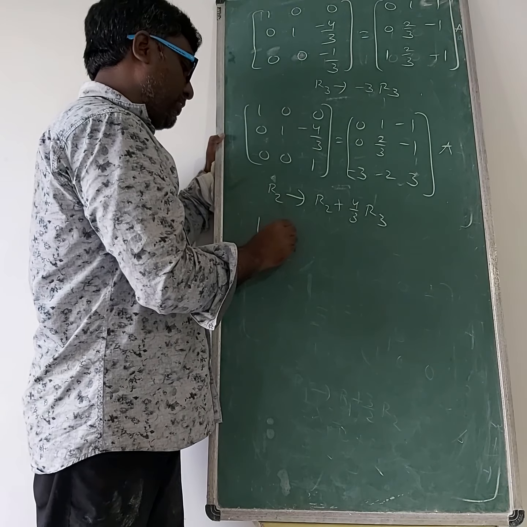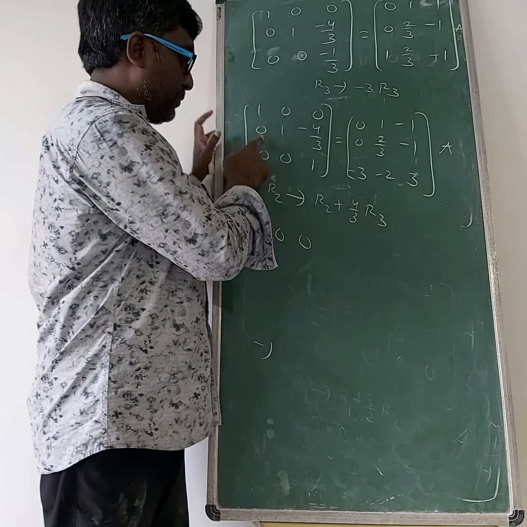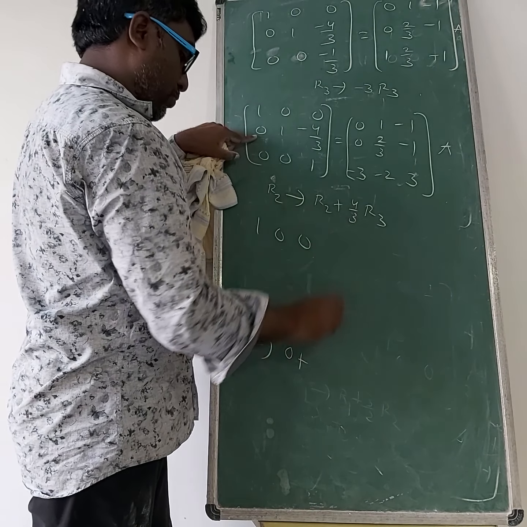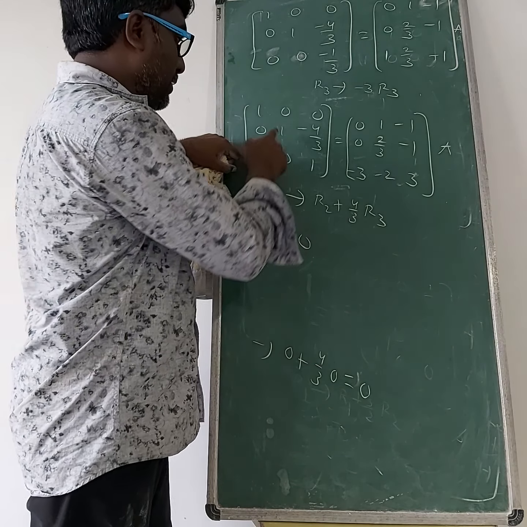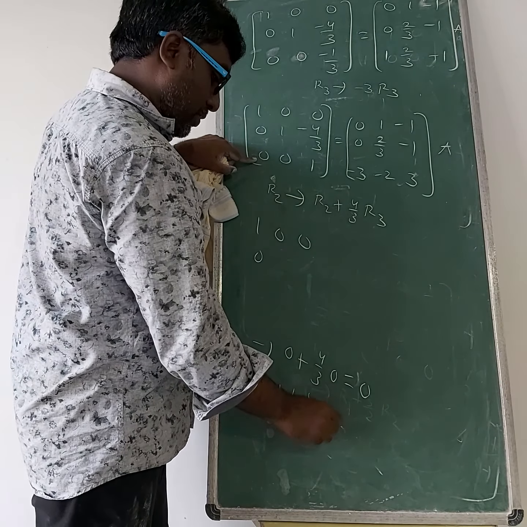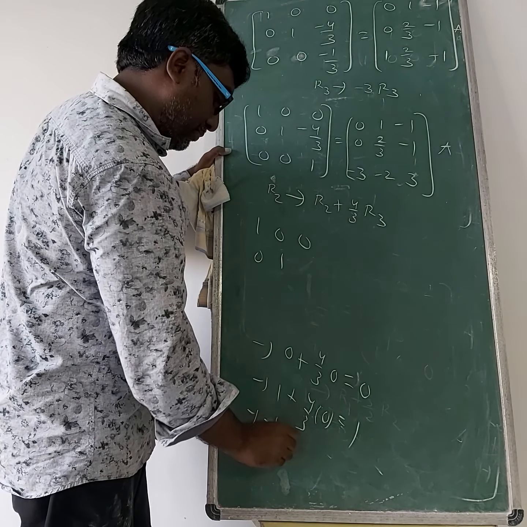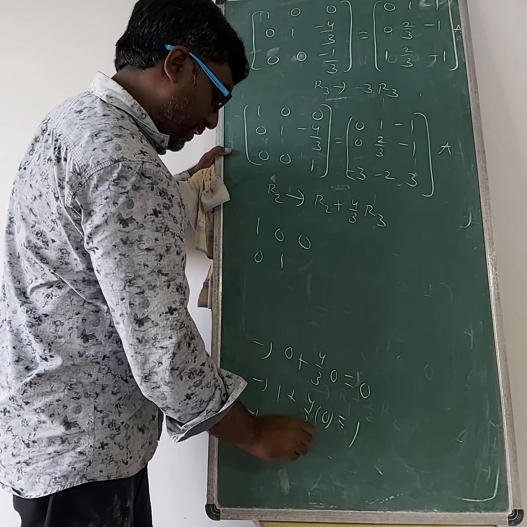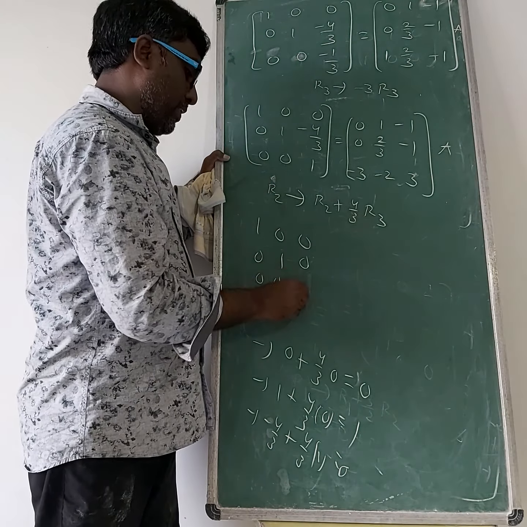So R1 as it is: 1, 0, 0. 0 plus 0, anything, there is no problem here. R2: 0 plus 4 by 3, the corresponding R3 value is 0, so this value is 0. Here also 1 plus 4 by 3, the corresponding R3 value is 0. So 1 minus 4 by 3 plus 4 by 3 into 1 R3, so this value is 0. For this purpose only we made this operation. So 0, 0, 1. Now here already we are becoming the identity matrix.